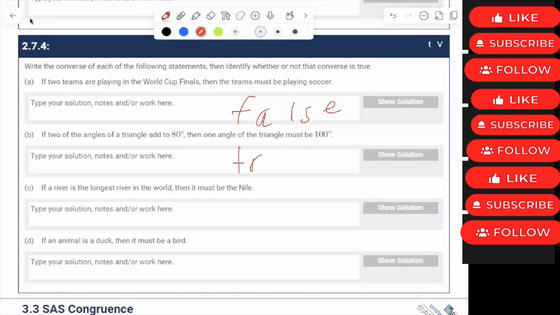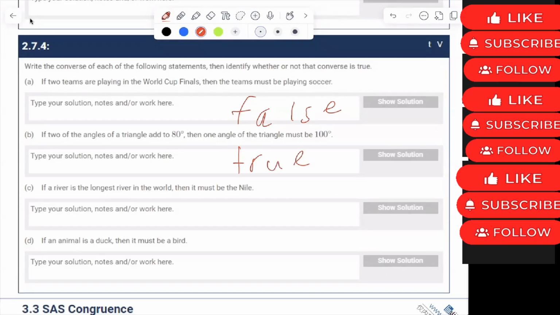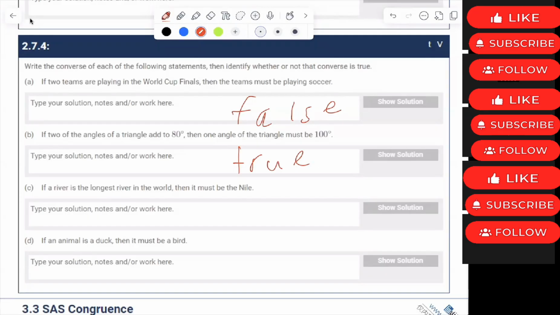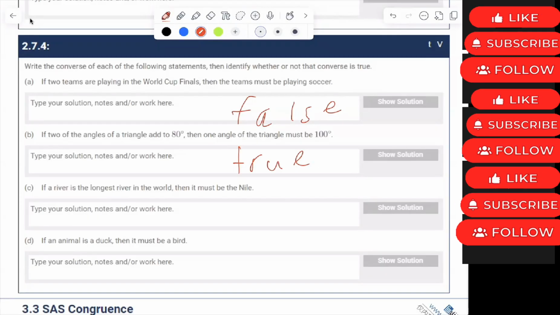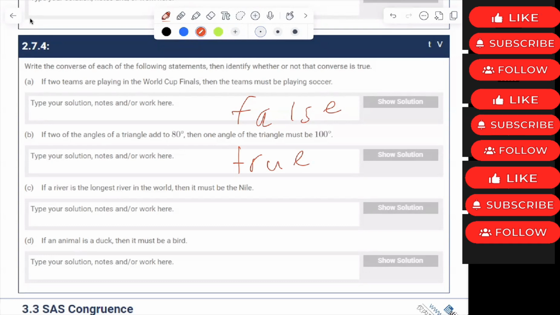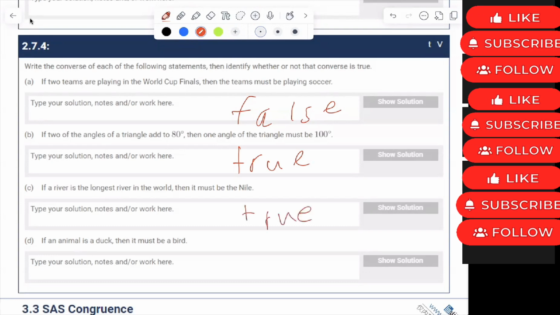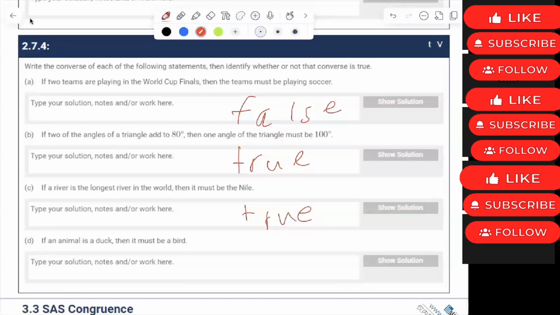If the river is the longest river in the world, then it must be the Nile. And the Nile is indeed the longest river in the world. Alright, this is going to be true. Then the converse: if the river is the Nile, then it's the longest river in the world. Yes, this is also very true. Kids, learn your geography. Geography is very important. In world history, it's going to be very important.